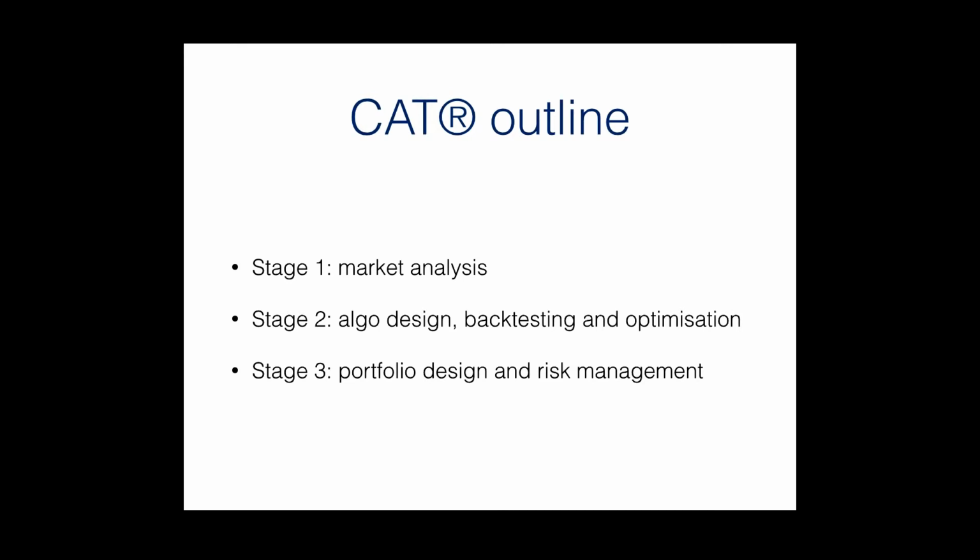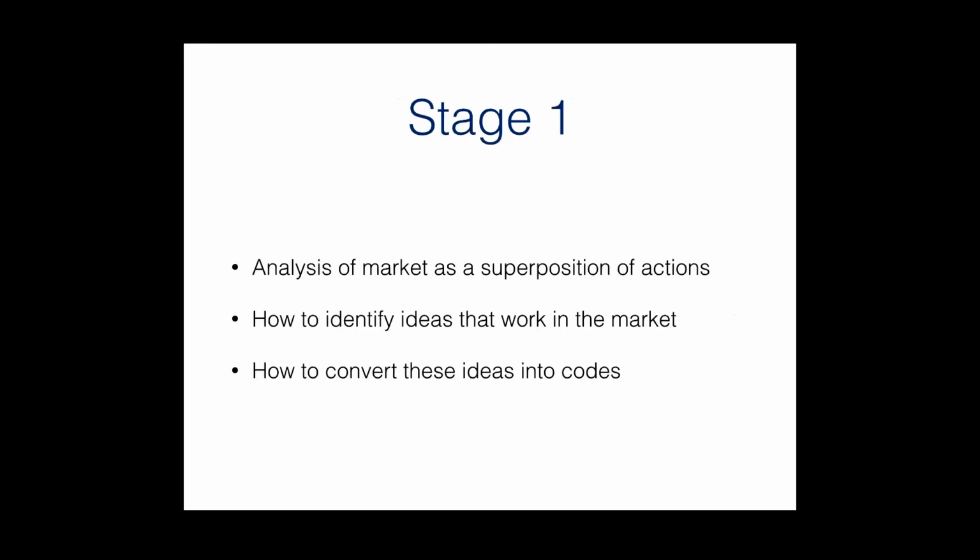The CAT, or Certified Algorithmic Trader course, consists basically of 3 stages. The first one is working mostly with market analysis. The second one is dedicated to algorithms design, backtesting, exactly the subject of today's webinar, and optimization. And the third stage, perhaps the most sophisticated, the most complex one, is completely dedicated to portfolio design, money management, and risk management.